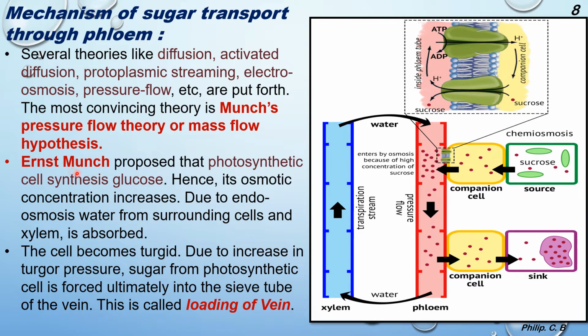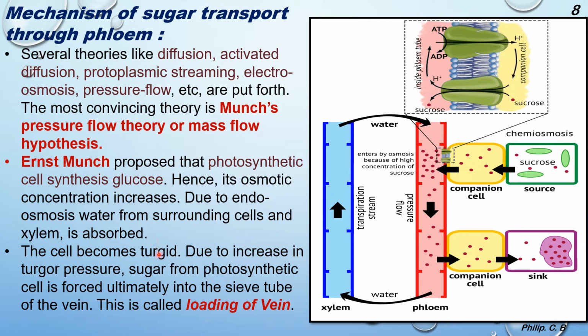That is, Ernst Munch proposed that the photosynthetic cell synthesizes glucose, hence its osmotic concentration increases due to endosmosis from the surrounding cells, and water from the xylem is absorbed. So as we know, endosmosis is the movement from the outside to the inside part.